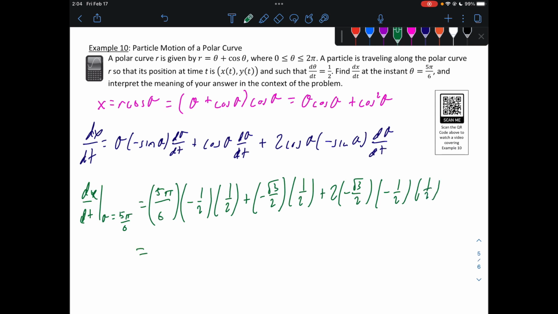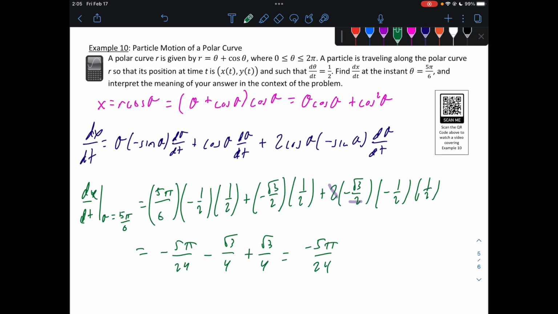All right, so that gives us negative 5 pi over 24 minus root 3 over 4. And this last part here would be negative times negative, positive root 3 over 4. Simplifying that, negative 5 pi over 24. I guess we don't need a calculator for that. Negative 5 pi over 24 is our answer.